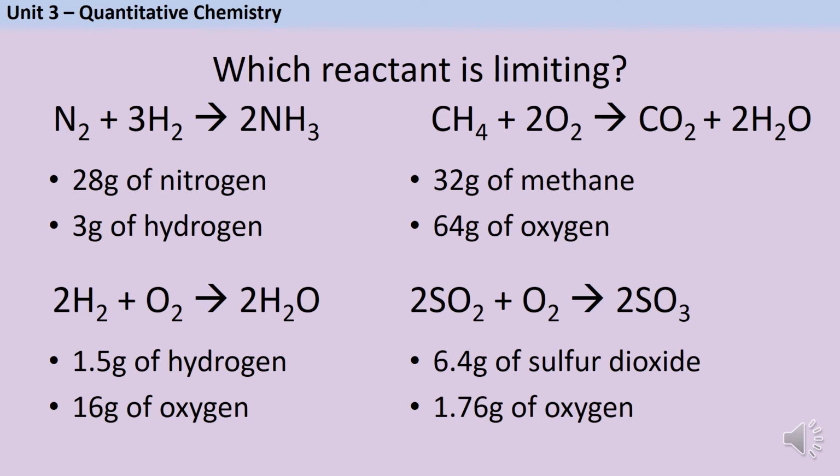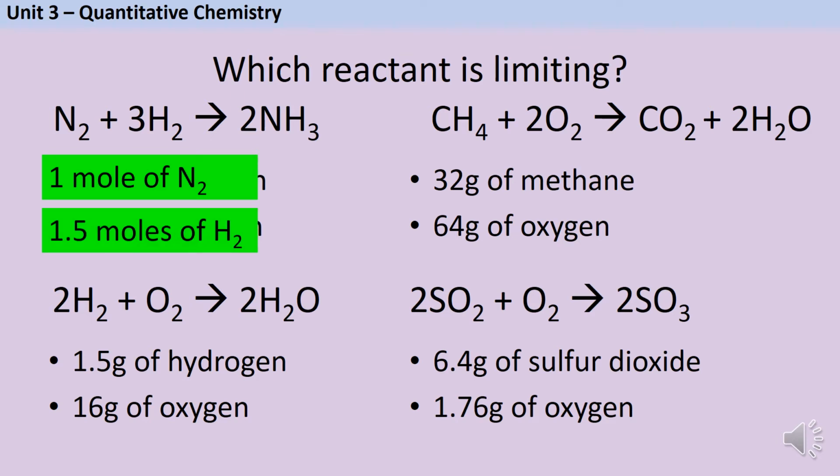So our first step is to work out the moles of each. So the Mr of nitrogen as a gas rather than just atomically is going to be 28, and so I can do 28 divided by 28 to say that there's 1 mole of nitrogen. Then our Mr for a hydrogen molecule is 2, 3 divided by 2 is 1.5 moles.